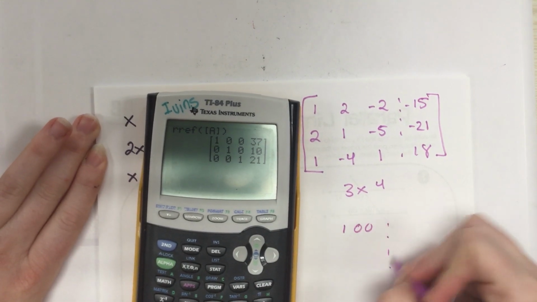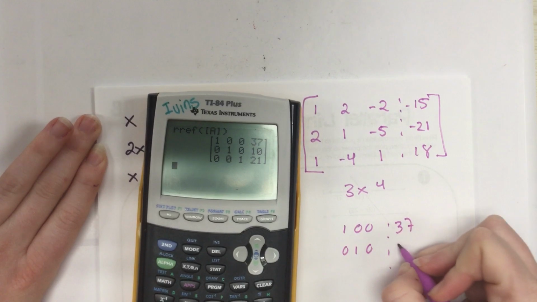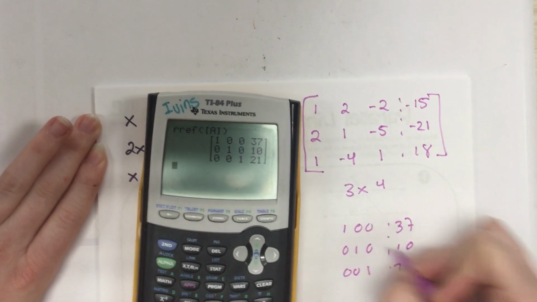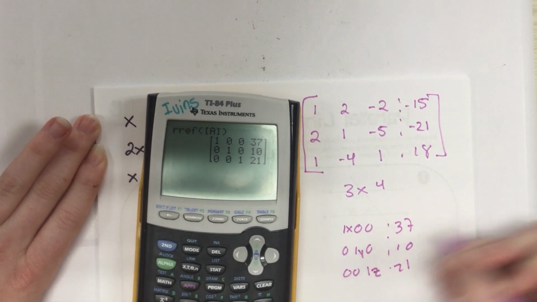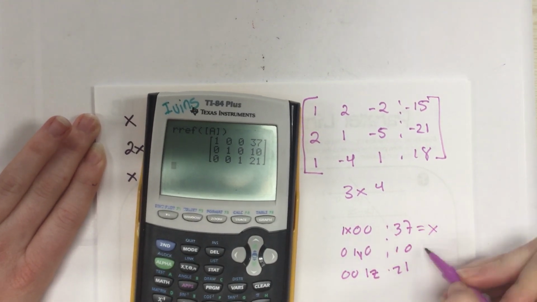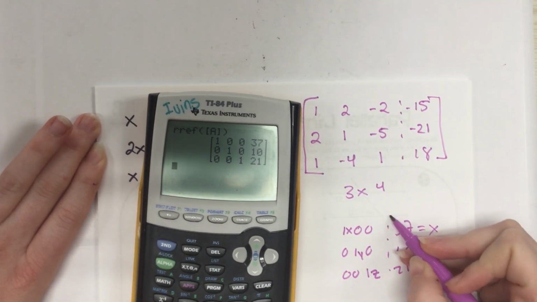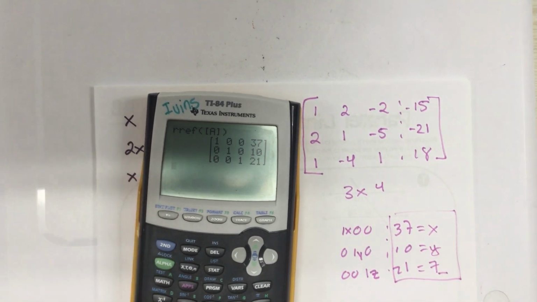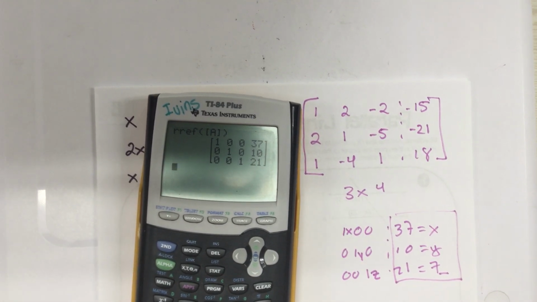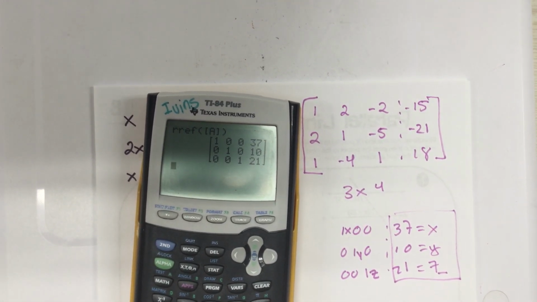1, 0, 0, 37, 0, 1, 0, 10, and 0, 0, 1, 21. Well, that's x, that's y, that's z. And so this equals x, this is equal to y, this is equal to z. And I hope most of you are going, why didn't you teach us that last year? Okay, and it's because we wanted you to learn how to do elimination by hand, but also how much can you appreciate this now? And how cool is this technology and this mathematics in order to solve? All right, so in the next video, we're going to actually learn how the calculator is doing this, okay?